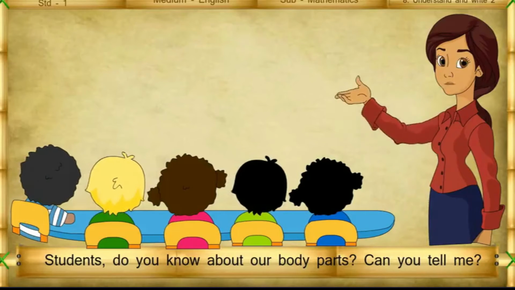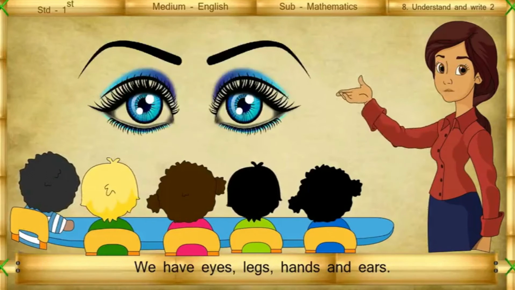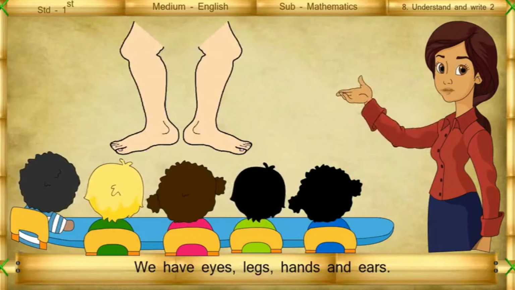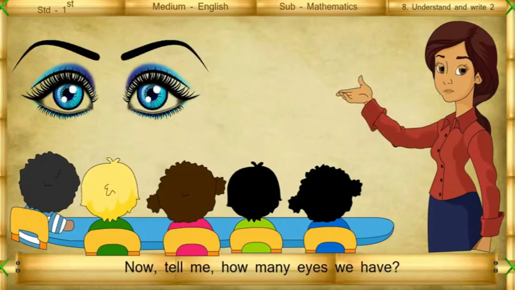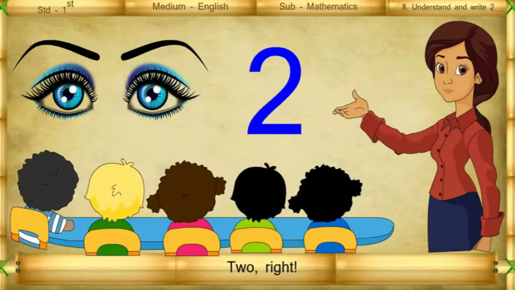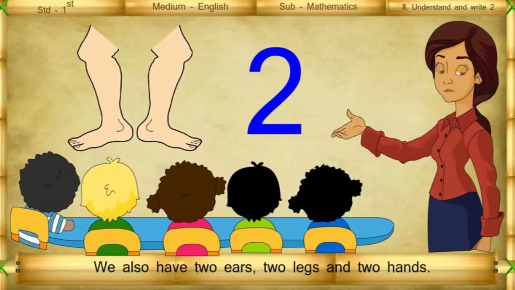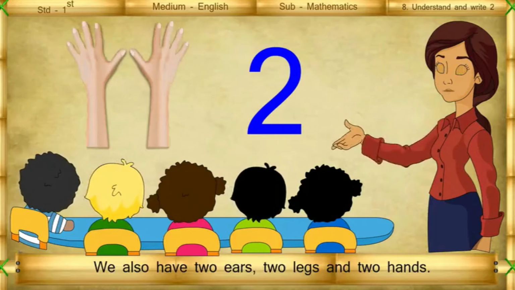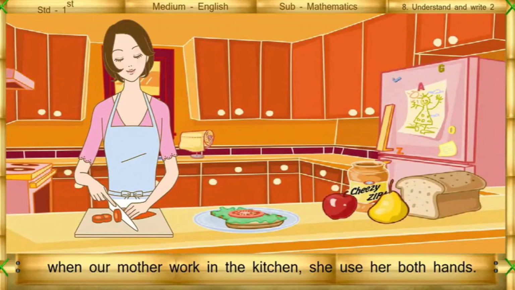Students, do you know about our body parts? Can you tell me? We have eyes, legs, hands and ears. Now tell me, how many eyes we have? 2, right? We also have 2 ears, 2 legs and 2 hands. Whenever we are working, we always use our 2 hands. Like when our mother works in the kitchen, she uses both her hands.